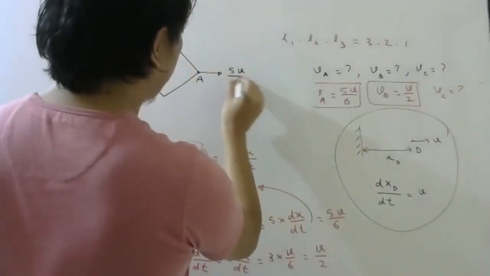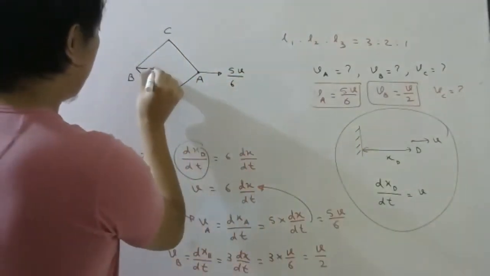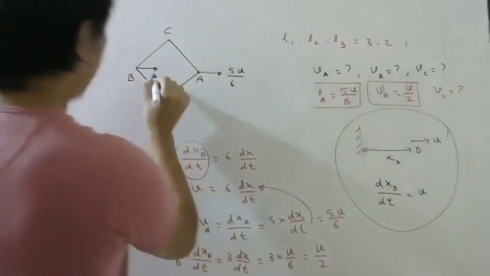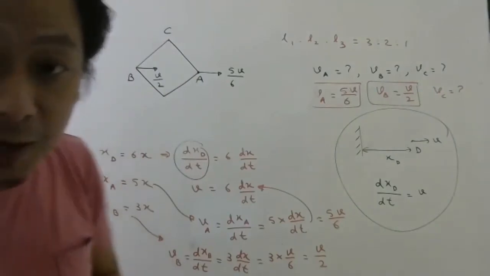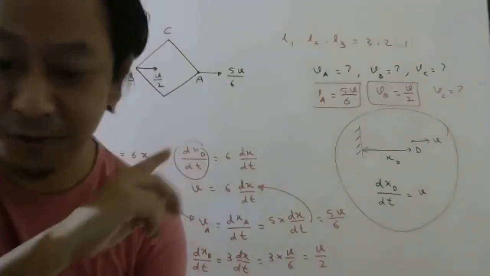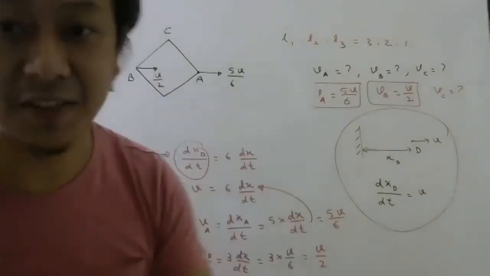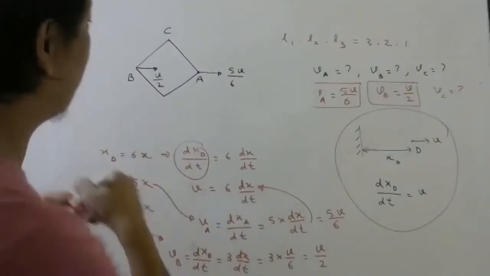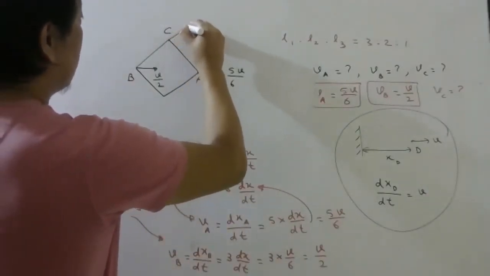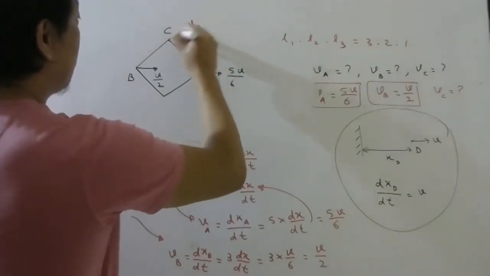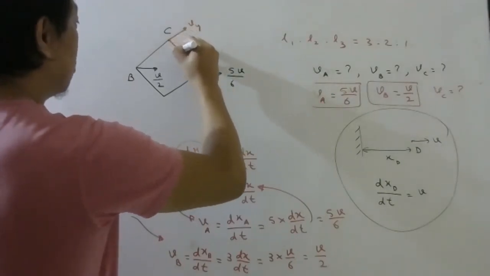Now this is moving with what velocity I found? 5v by 6. This is moving with what velocity? V by 2. So this point I want. Now, if you apply the second method that I taught you before, you will get the answer faster. So let us apply the second method. I assume Vy here, and Vx here.